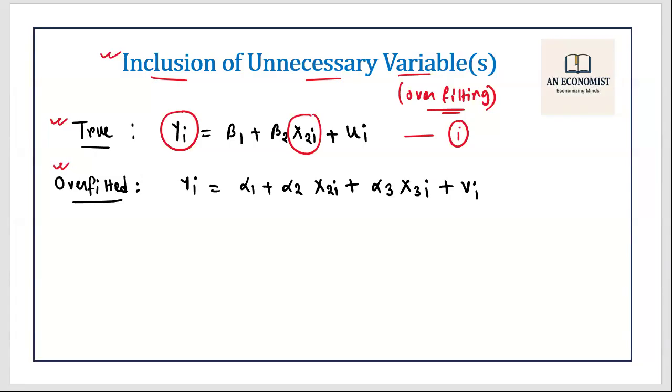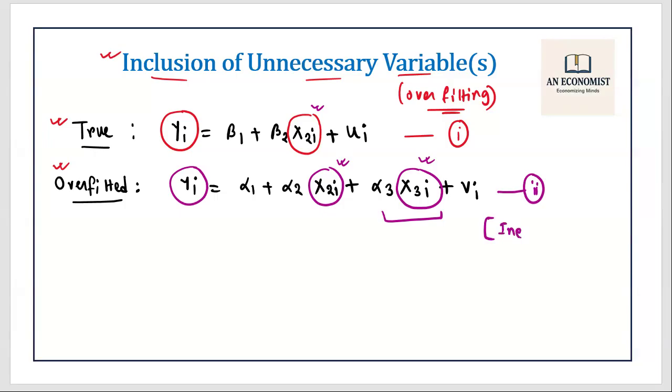But due to some mistake, due to your lack of knowledge or lack of data, you have overfitted the model. You have included one unnecessary variable in your model. Here you have only one outcome variable, the same as the true model, but you have two explanatory variables. Ideally, you should have used only one explanatory variable, which is x2, but due to some mistake, you have included x2 and also x3. This is an extra variable that you have added in your model. This is the incorrect model. Let me call this model number 2. This is the overfitted model, the incorrect model that you are using for your analysis.